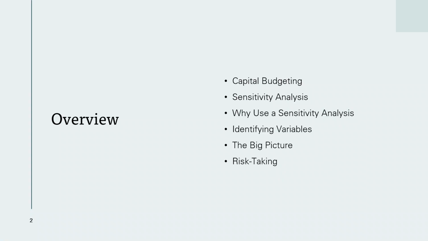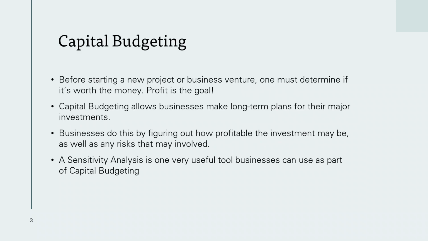So, we're going to be quickly going over capital budgeting and how the sensitivity analysis fits into that. We're going to talk about what the sensitivity analysis is and why we should use it, how to identify variables, and then use that to create a big picture and ultimately figure out how to take safe risks with our budget. So, as I said, today we're going to be talking about the sensitivity analysis, and this is a useful capital budgeting tool.